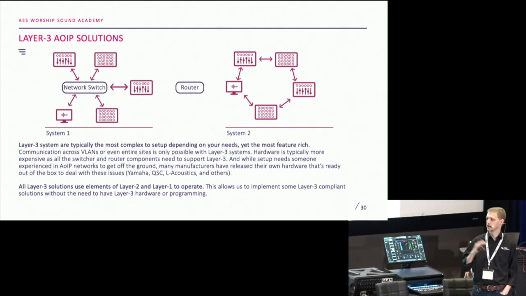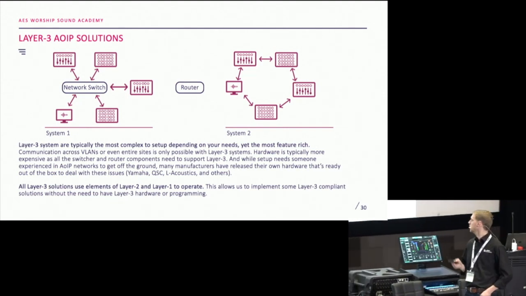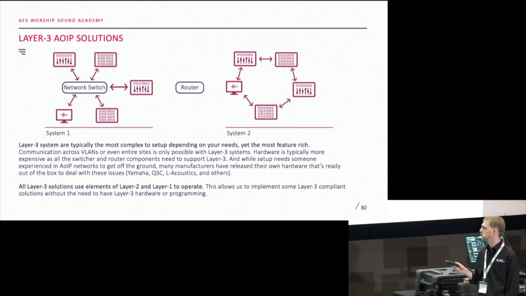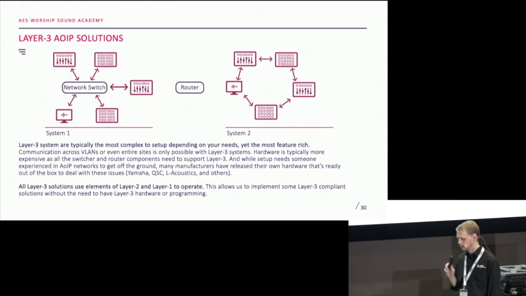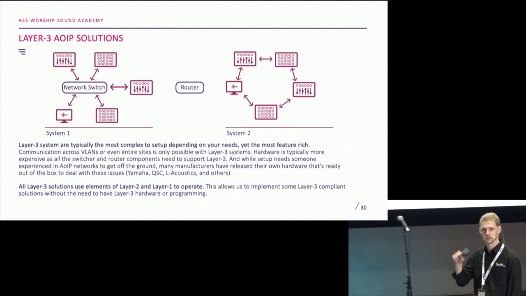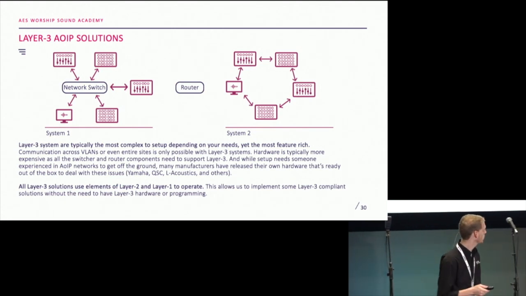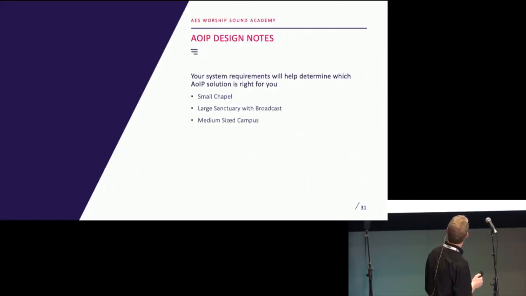But also, that comes at a price point, right? So now we've got to count the cost of that. So that's the deal with the layer 3 stuff. And like I said before, all of these layer 3 solutions are still utilizing layer 1 and layer 2. The clock is still going over layer 2, even though they can transmit it across multiple spots. So that's an important thing to remember.